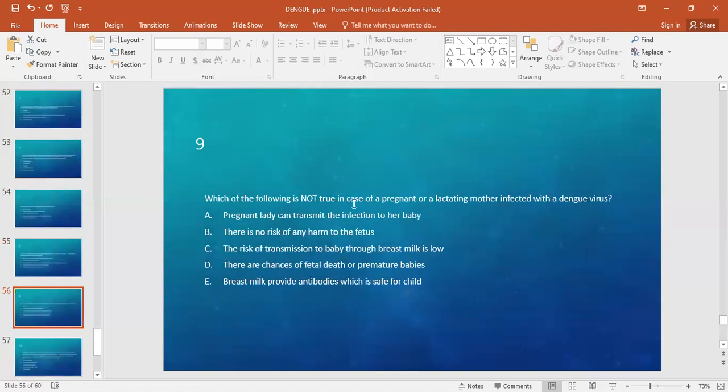Which of the following is not true in case of a pregnant or lactating mother infected with the dengue virus? A pregnant lady can transmit the infection to her baby. There is no risk of any harm to the fetus. The risk of transmission to the baby through breast milk is low. There are chances of fetal death or premature babies. Breast milk provides antibodies which are safer for the child. A. B is the right answer. There is no risk of any harm to the fetus. A pregnant lady can transmit the infection to her baby. This is a true statement.